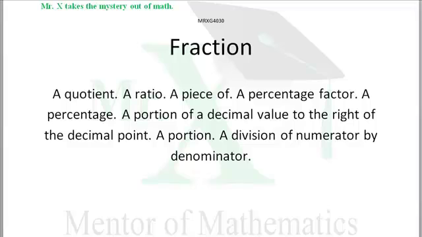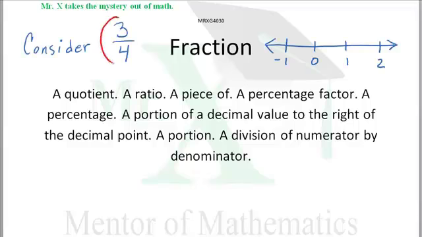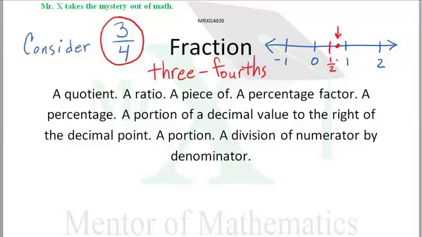Let's consider a nice basic fraction like 3/4. All right, this lovely little fraction 3/4. On a number line, this number sits right about there. It's halfway between a half and a whole. 3/4 would sit right here on the number line, halfway between a half and a whole.